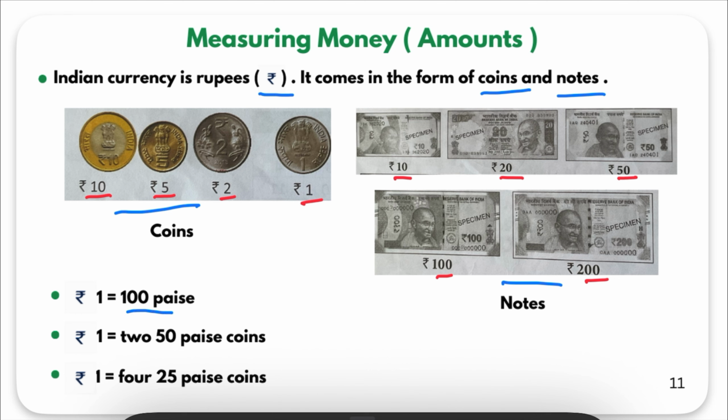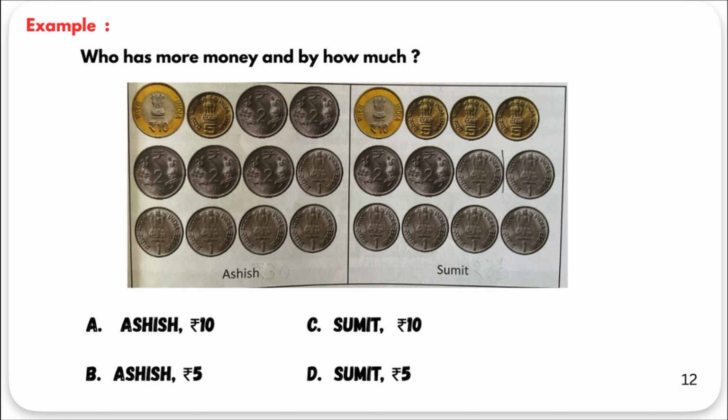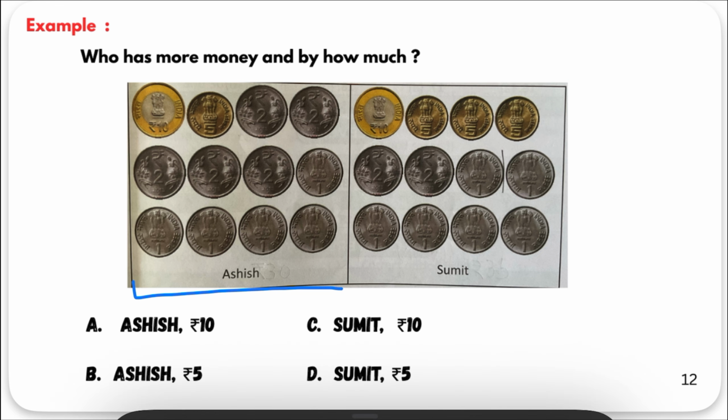1 rupee is how many 50 paise coins? It is 2 50 paise coins. 1 rupee is how many 25 paise coins? It is 4 25 paise coins. You have to remember these things to solve the questions based on measuring money. Let's solve this example. Who has more money and by how much? These are the coins Ashish has and these are the coins Sumit has.